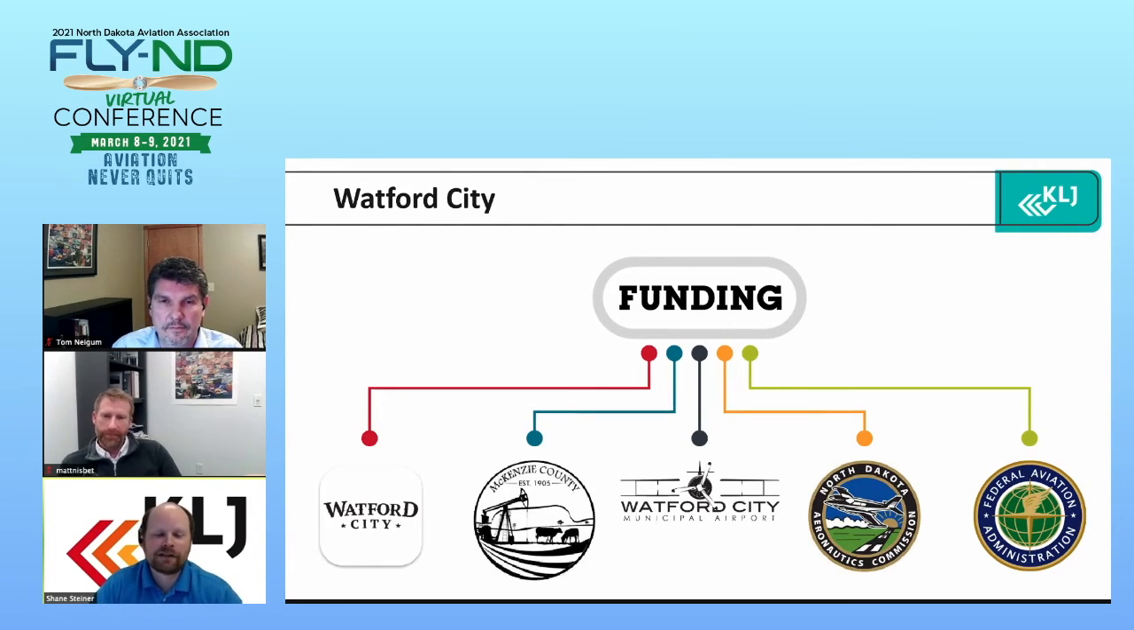But really, what the FAA was really good about is giving us a good penciled-in number right away that they felt that they could come to the table with, and that's how we phased the project from design to land acquisition to environmental planning, and then now in construction, to phase it so that we could maximize the most federal dollars.